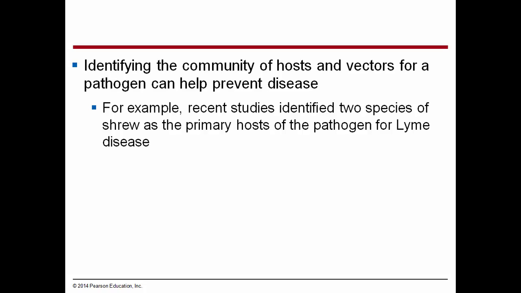Identifying the community of hosts and vectors of a pathogen can help prevent disease. For example, recent studies identified 2 species of shrew as the primary host of the pathogen for Lyme disease. Okay, Lyme disease is a bacteria, Borrelia burgdorferi, and it's not necessarily fatal, but it does impair the individual that's affected with it. It causes arthritis-like symptoms, so it can be very detrimental.